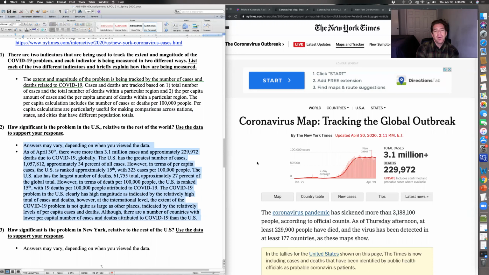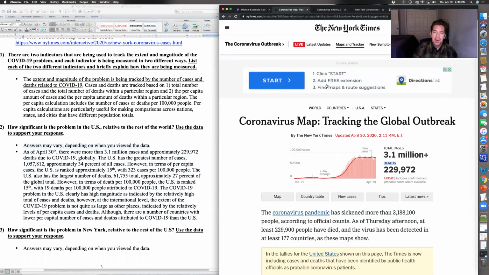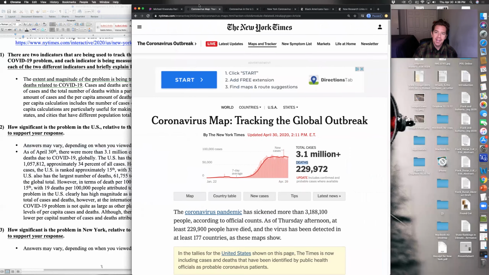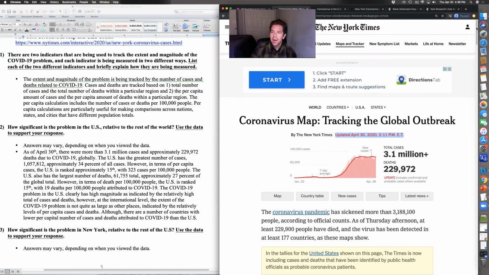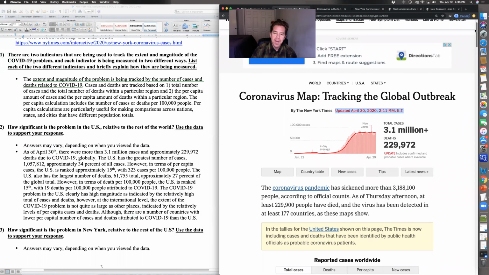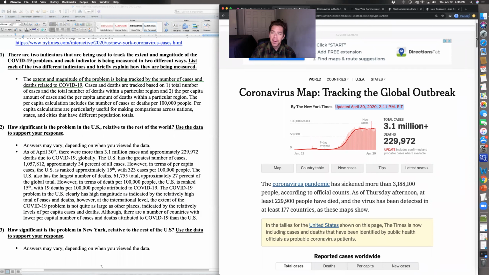But this is a good way to think about this and maybe useful for you to have access to. But I also want to highlight in the beginning that answers may vary depending on when you view the data, right? So if you go back to the link, you can see that this data here was updated on April 30th of 2020, right? And so as of April 30th, this data was updated, so it's already different than it was when you viewed it, right?